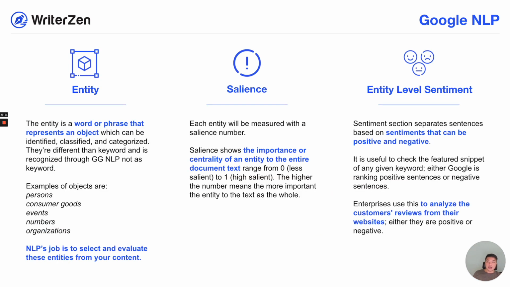All right. So here are the three things you need to know when it comes to Google NLP. The first is entity, which I already explained to you guys. The second is salience. Salience is the scoring of each of the entities. Each entity is measured with a salience number. Salience shows the importance or centrality of an entity to the entire document text.